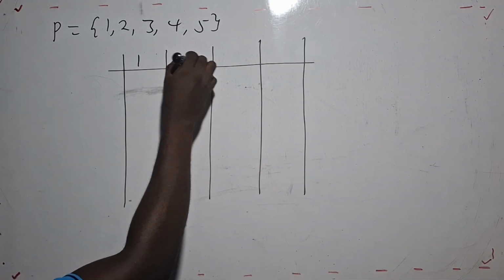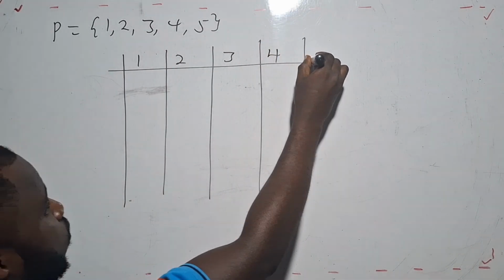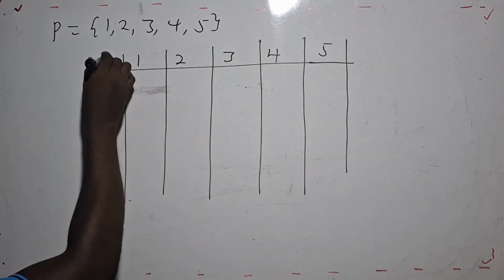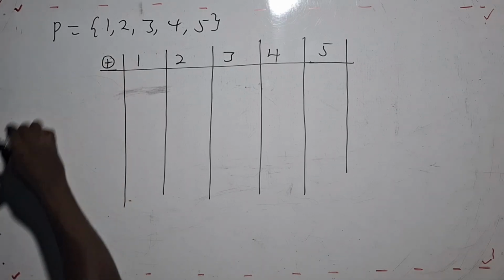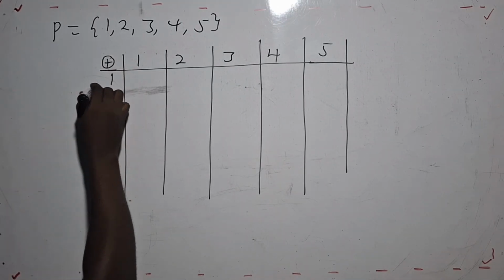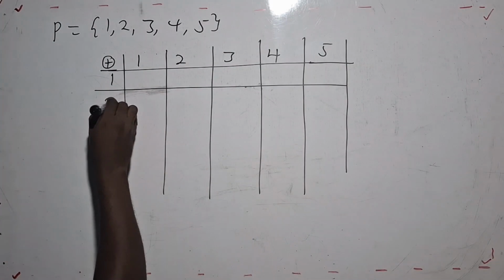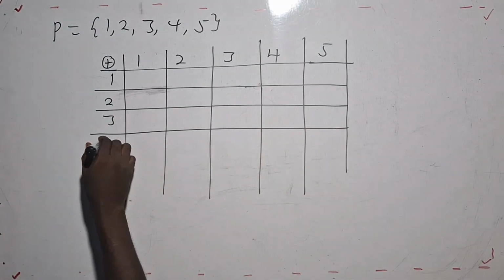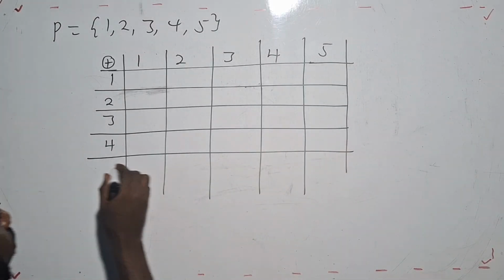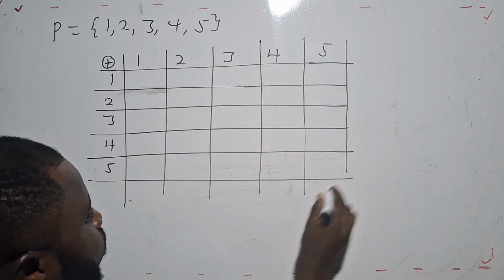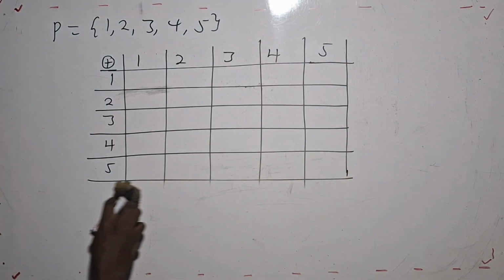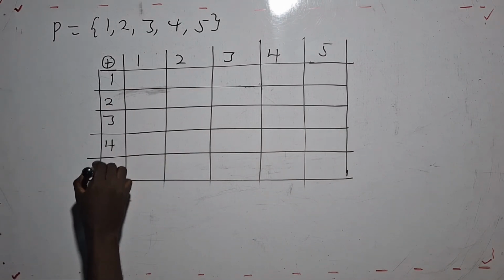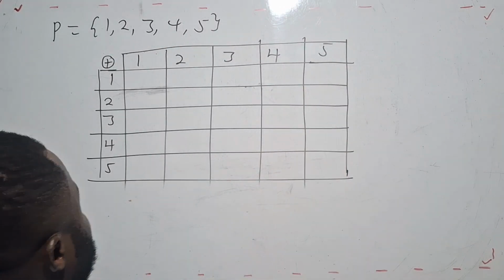I have 1, 2, 3, 4, then I have my fifth. So the addition sign is going to be here. Then circle it nicely. So I have my 1, 2, 3, 4. Then I have my 5. So you can leave them open, or you can just close them in this column.